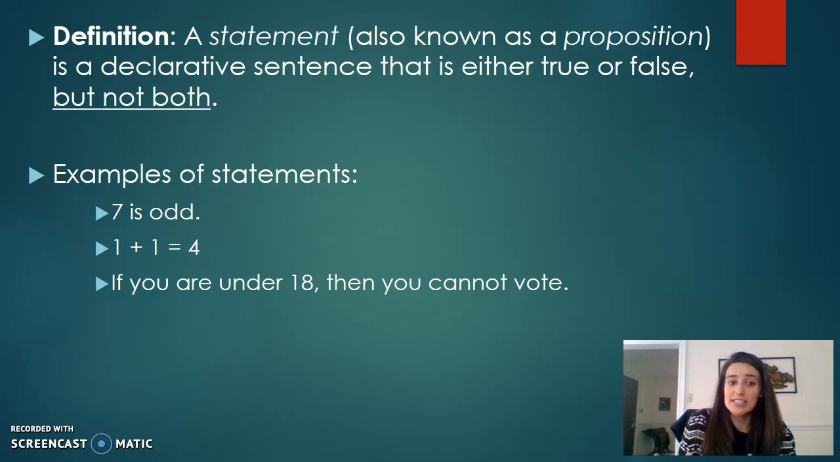For example, the sentence, if you are under 18, then you cannot vote. Well, being under 18 is either a condition for voting or it's not. Rather, being over 18 is either a condition for voting or it's not. It can't be both. So this sentence is also a statement.